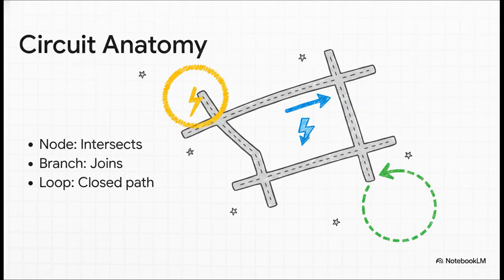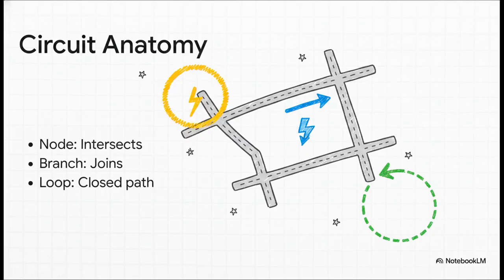First up, a node. This is simply an intersection where two or more roads meet. Easy enough. Next, a branch. Think of a branch as a direct path or a single street joining two intersections together. This is exactly where our active and passive elements live and do their jobs.